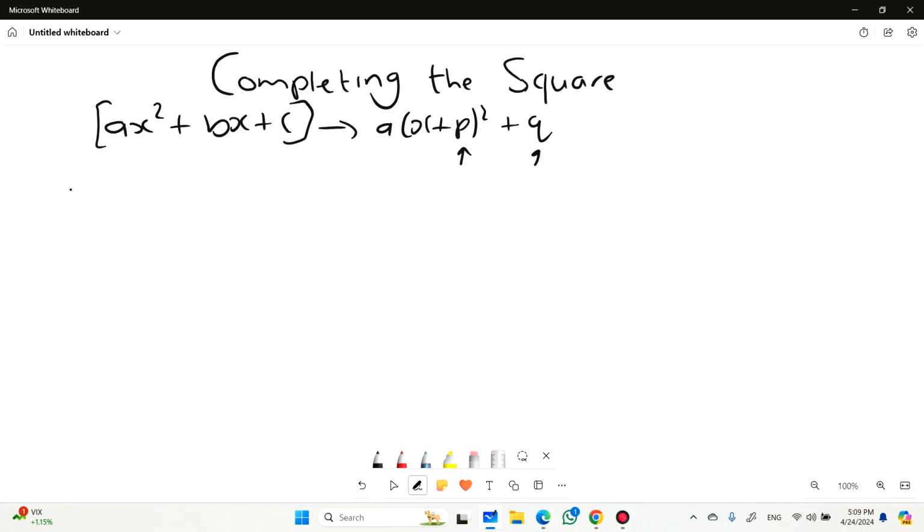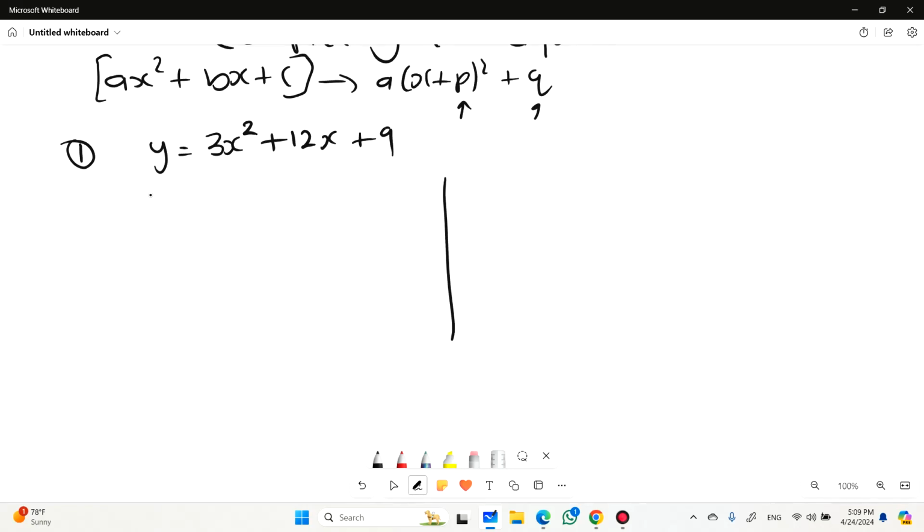Let us look at an example, example 1. Let's say we have y is equal to 3x squared plus 12x plus 9, right? First of all, let us calculate the turning point. Let us first calculate my x turning point, which is negative b over 2a. That should give me negative 12 over 6, which is negative 2.